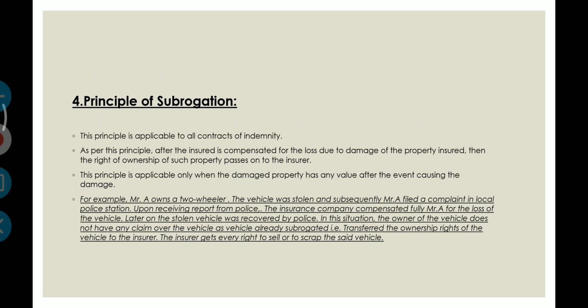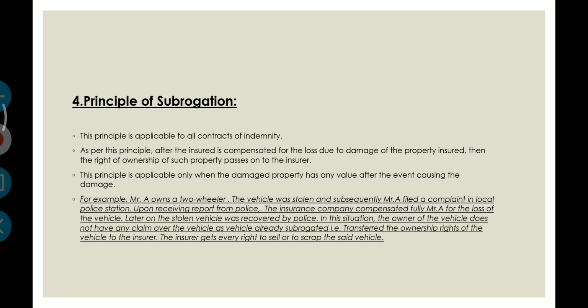Like I just said, the principle of indemnity is not applicable to life insurance, so the principle of subrogation is also not applicable to life insurance. Why? Because it is applicable only to things which can be indemnified, which can be compensated, like general insurance, fire, marine insurance, house insurance, vehicle insurance, goods insurance. Any product can be insured, and the principle of subrogation is applicable to that product.